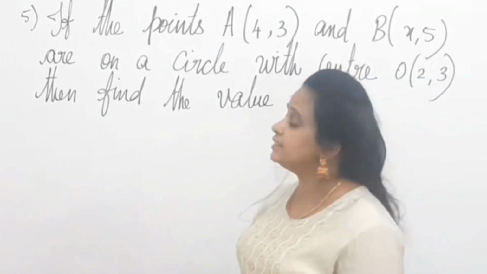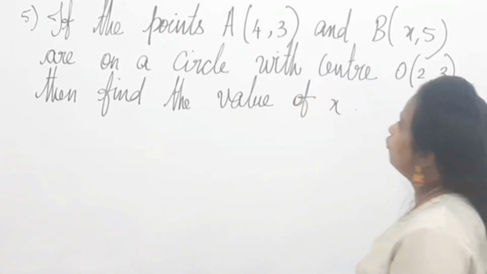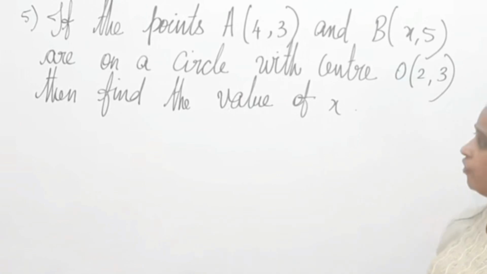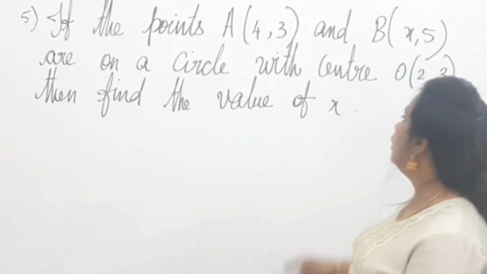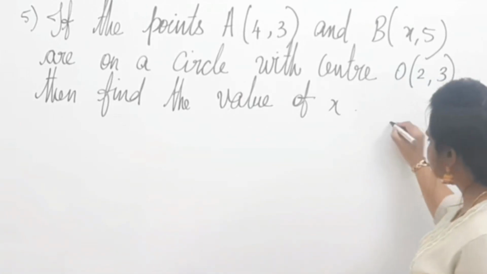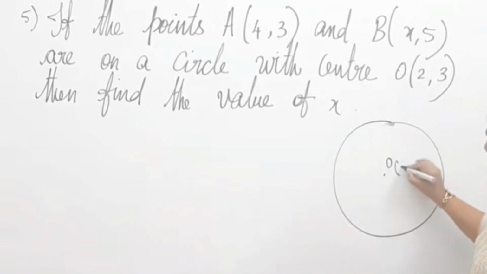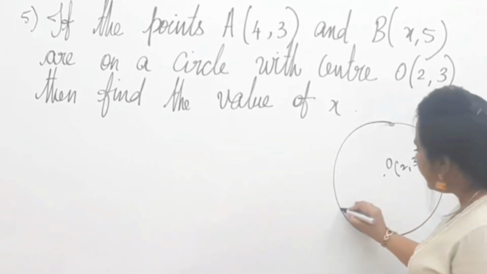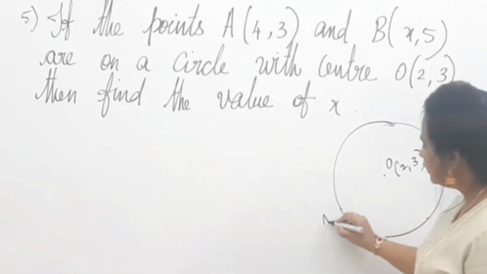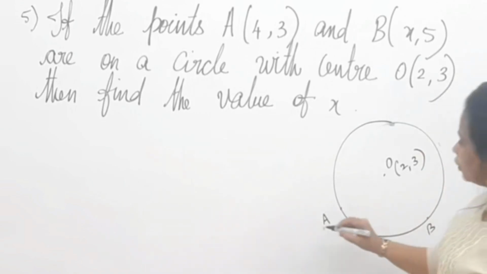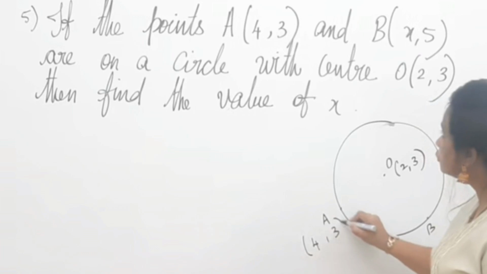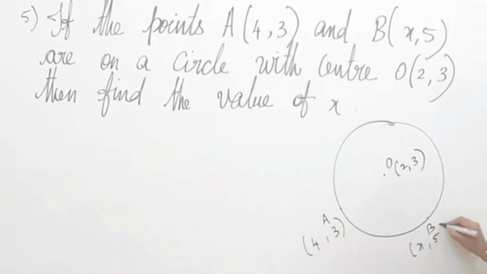Children, the fifth question says like this. If the points A of 4, 3 and B of x, 5 are on a circle with center O. So I have my circle and the center is defined as O, and the coordinates are 2, 3. Now the points A and B are on the circle, and the coordinates are 4, 3 and x, 5. Find x here. My question is, what is x here?